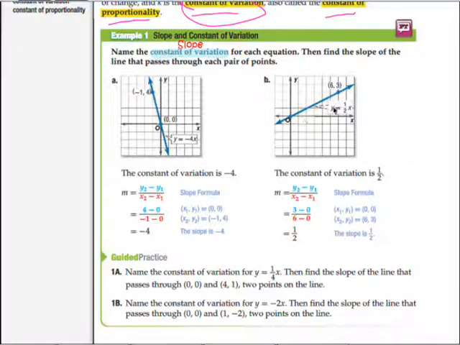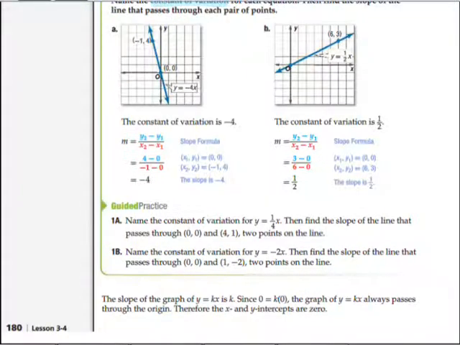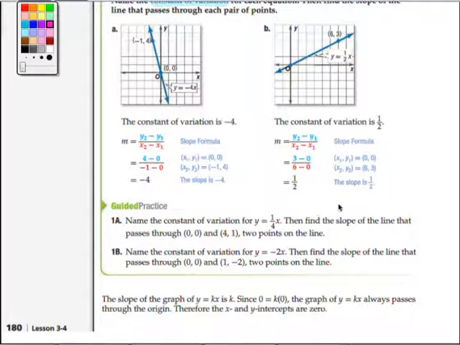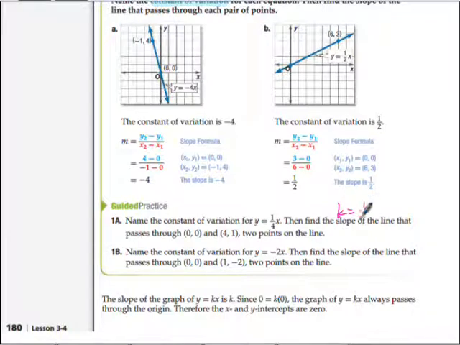And again here, y equals 1/2 x. The slope is 1/2, so the k is 1/2, okay? Name the constant of variation for y equals 1/4. So they want us to name the constant of variation for y equals 1/4. Well, the constant of variation here, we would say k equals, and it's just that 1/4.